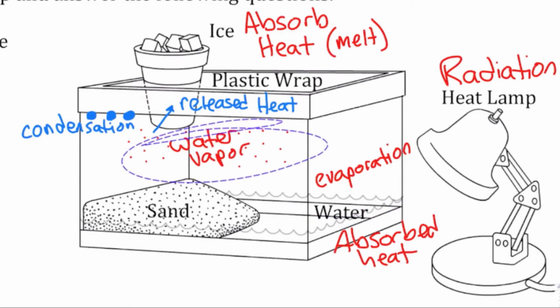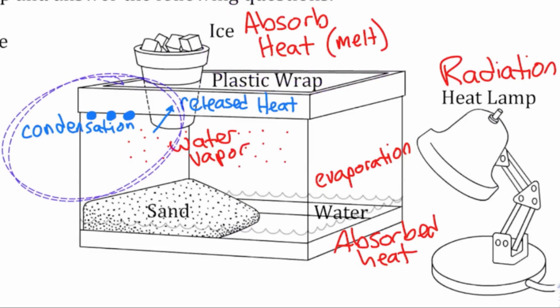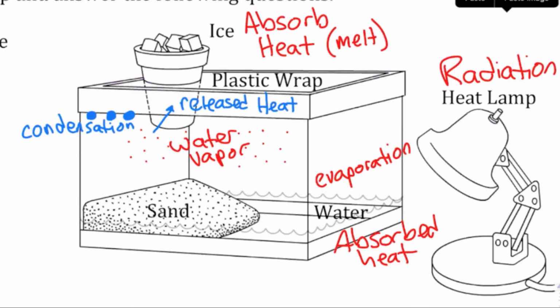But then something happened. As it was moving around in the tank, it reached this area of cooler air because of the ice. And what happened is that water vapor then released its heat into the ice. So the ice absorbed the heat. How do we know? It melted. And as a result of that water vapor giving off its heat, another phase change happened where the water vapor condensated back into water droplets.